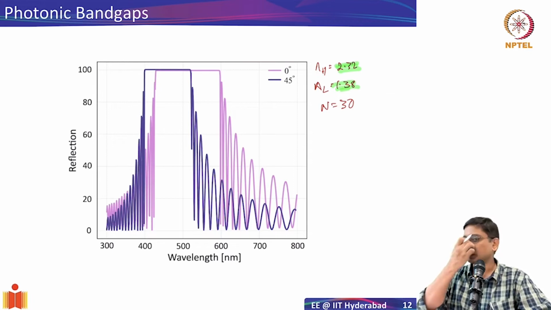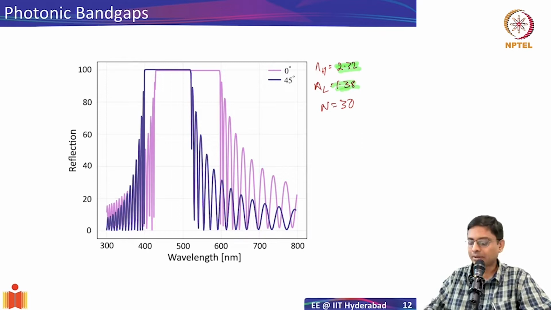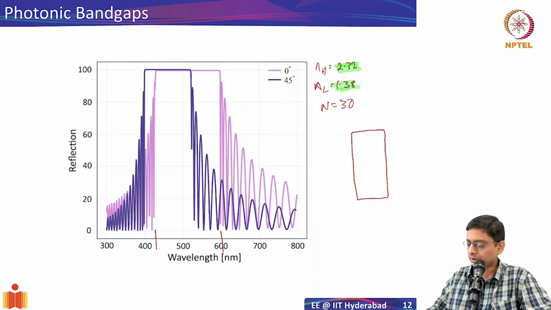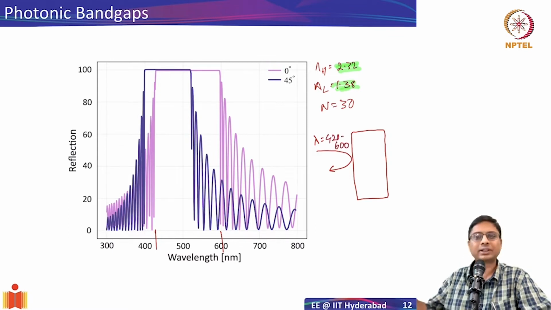The prominent aspect here, I said, was the formation of band gap. Now, what do I mean by band gap? Well, assume that all of these multi-layers can be described by a block like this. It consists of all these layers along with the substrate. Now, if light is incident on this structure, what we are seeing is at 0 degrees, between the wavelengths of roughly 420 to close to 600 nanometers, the reflection is very high. So if your lambda is between 420 and let's say 600 nanometers, it's getting reflected.